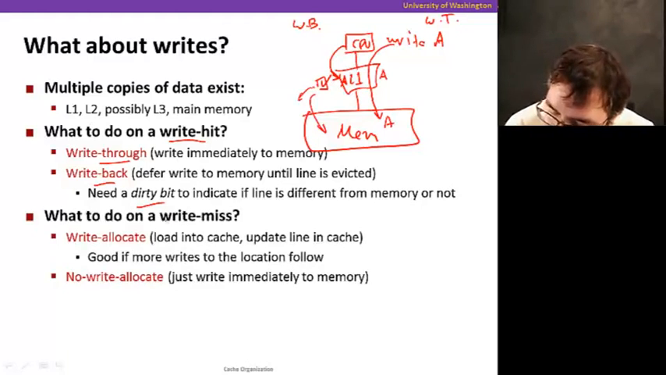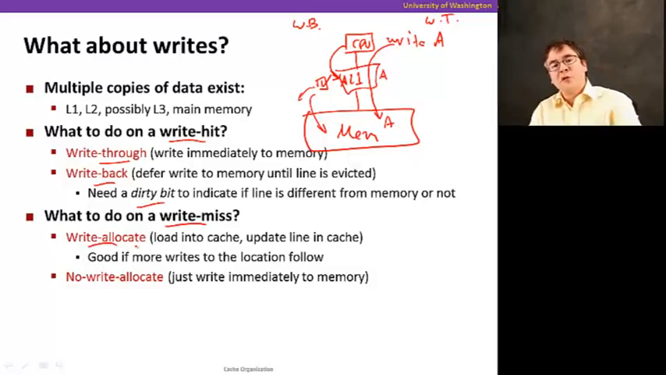But what to do in a write miss? You have two options. One is called write allocate. In other words, should we load the data in the cache first and then do the write? That's good because if you're going to write and then do more writes, we allocated the data. Now, the other option is no write allocate. So if it's a miss, you just write to memory, you don't do anything to the caches.